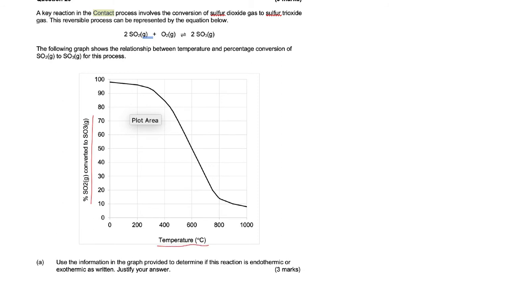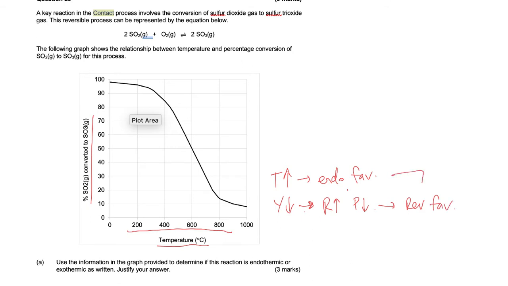This is the temperature. As you can see, as the temperature increases, which is effectively that way, the yield decreases. Okay? As the temperature increases, the yield decreases. So the temperature increase leads to the endothermic being favored. A yield decrease means that there is more reactants and less products. The reaction that makes more reactants and less products is reverse favored. And so therefore the endothermic is favored, the reverse is favored, so therefore the endo is reverse.